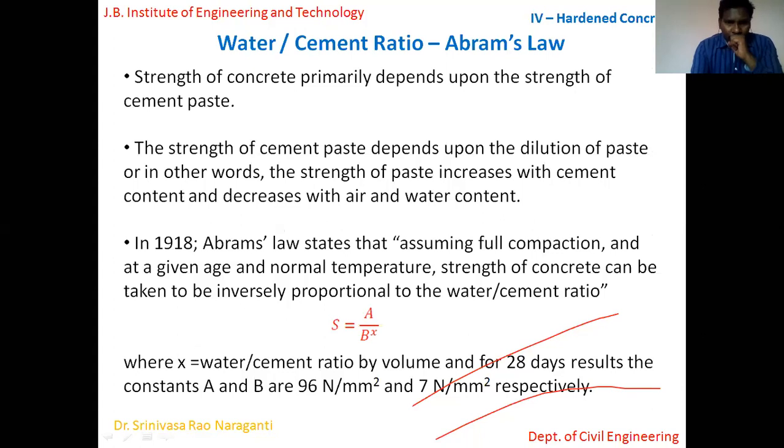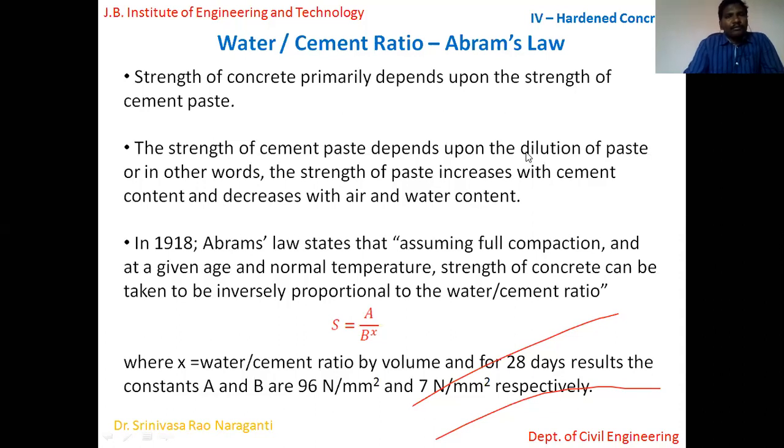Now let's see how water cement ratio affects the strength of the concrete. Water cement ratio, as I said, is basically the ratio between water and cement. How many liters or kg of water you're adding, versus how many kgs of cement you're adding. That ratio is called water cement ratio. For example, you're adding say 200 liters of water, which is 200 kg, to 100 kgs of cement. So basically we talk about 2:1. That is the water cement ratio.